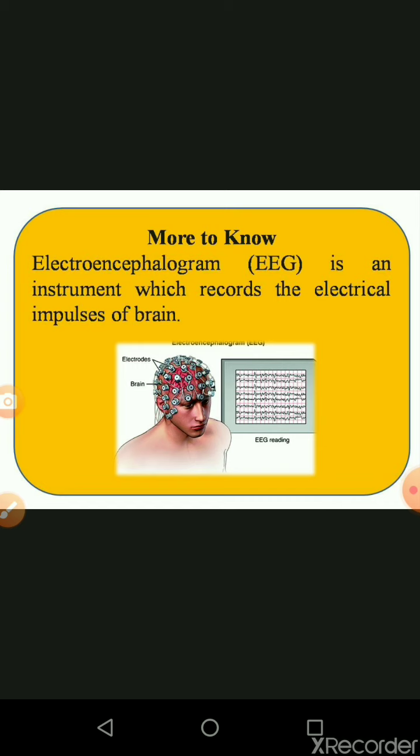Then another question, more to know, it's a very important thing. The electroencephalogram, it is an EEG. It is an instrument which records the electrical impulses of the brain. So ECG we already know. What is the use of ECG? It records the heartbeat. Like that, EEG is an instrument which records the electrical impulses of the brain. So whether the brain has any kind of infection or tumors or any kind of injury, we can find out by means of that EEG.